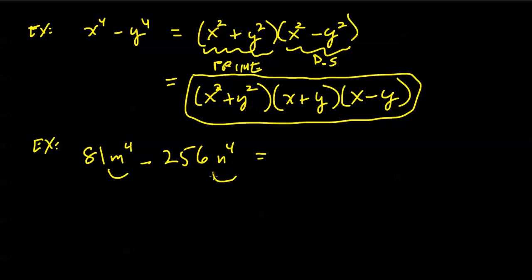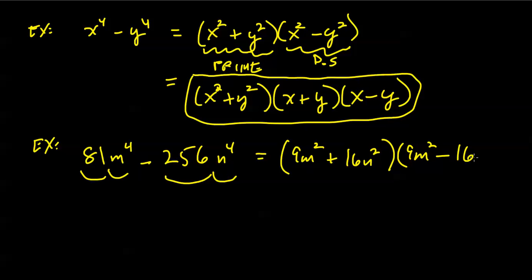N to the fourth is a square. 81 is the square of 9. 256, it turns out, is the square of 16. Alright, so I can easily break this down as 9m squared plus 16n squared times 9m squared minus 16n squared. Alright, sum of squares does not factor, prime. Won't break down any further, but you need to carry it down to your final answer.